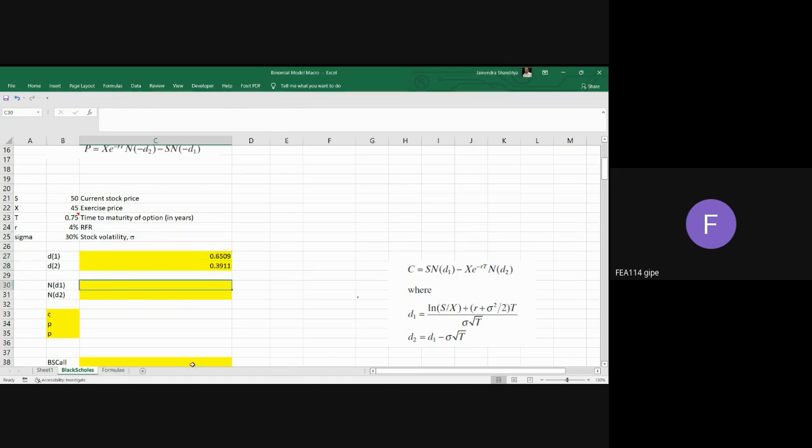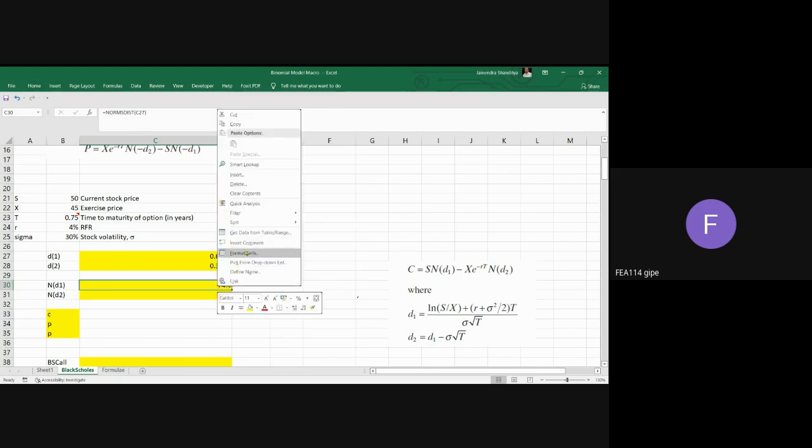So now to calculate N of D1, I will write NORM.S.DIST, which is calculating the normal distribution function for this D1. I will select D1 and enter. So I got 74. Why is it in percentage? It should be again in numbers. So let me format it.